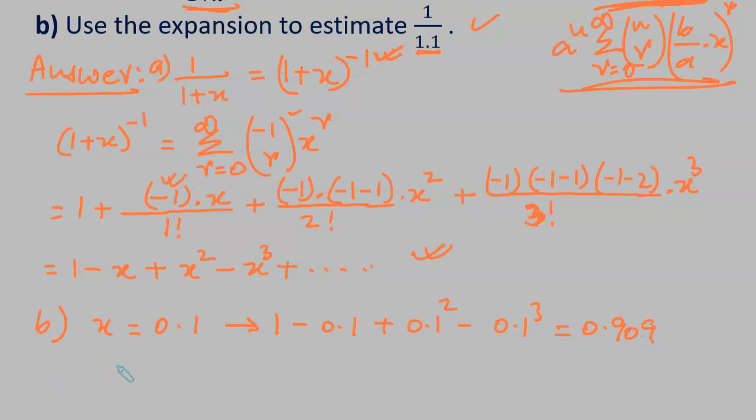So we can write 1 over 1.1. Therefore, 1 over 1.1 is approximately equal to 0.909. Let us check using this binomial expansion. And it is an infinite expansion. In infinite series, we have taken just the first 4 terms of that infinite series. But let us check what is the actual value of 1 over 1.1 using the calculator.